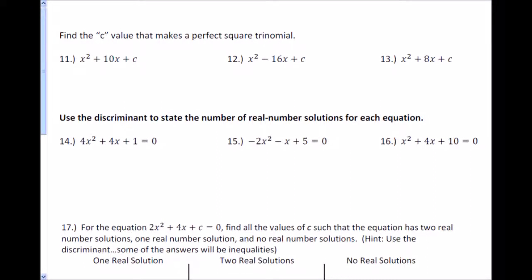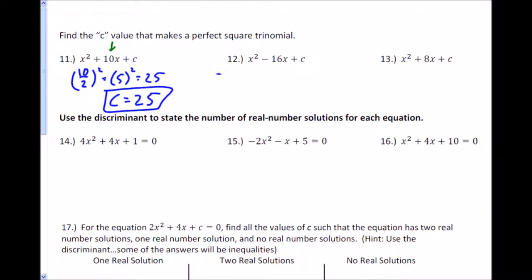For these, it asks us to find the C value that makes a perfect square trinomial. So remember, this is our process of completing the square. And when we're completing the square, we just take b divided by 2 and square it. So I take the b value right here, which is the positive 10. I divide it by 2 and I square it. So that's 5 squared, which is 25. So in this first one, the C value should be a 25.